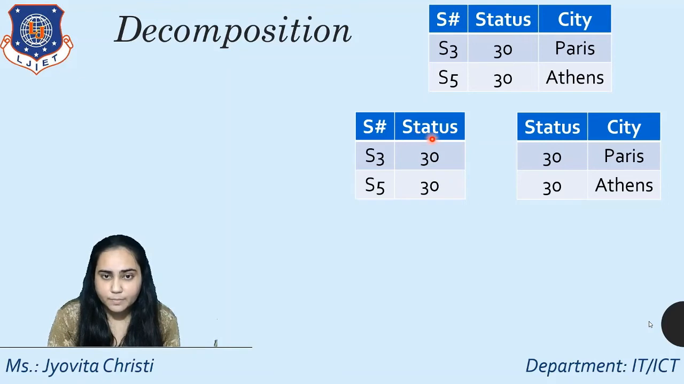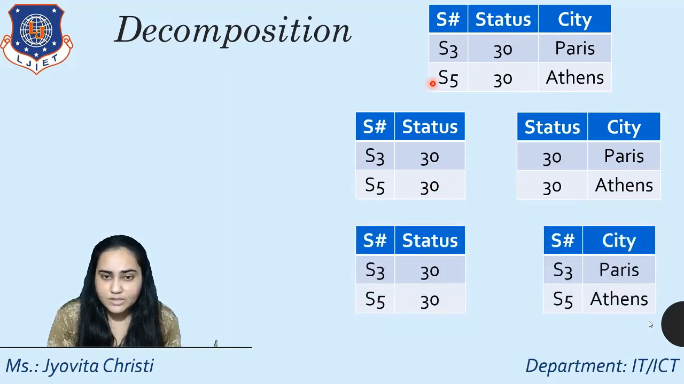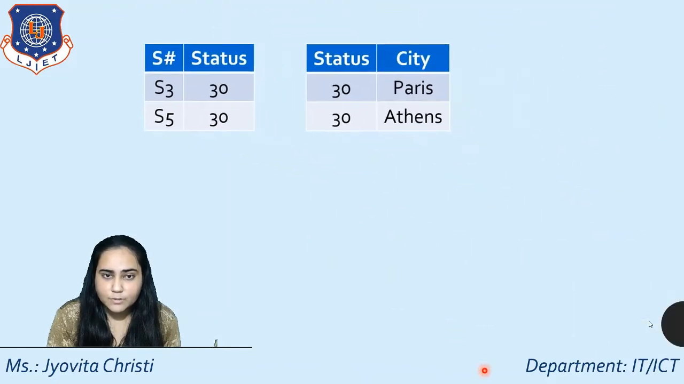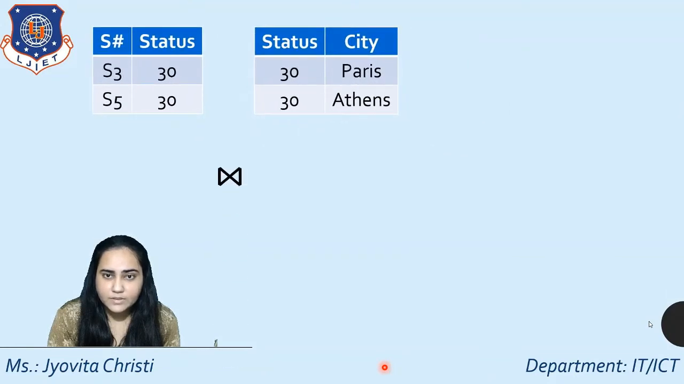Now the second possibility is S# and status, and the second part of the table might contain S# and city. So these are the 2 possibilities, and we are going to see the meaning behind these possibilities. Let us first see the first possibility, that is the S# status and status city tables. In this case, let us take a natural join of these 2. So what happens when you do that? This is what you get.